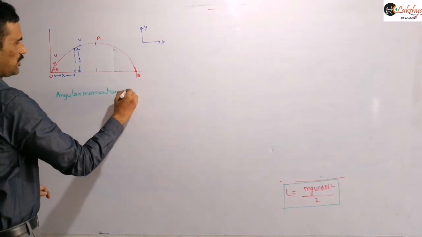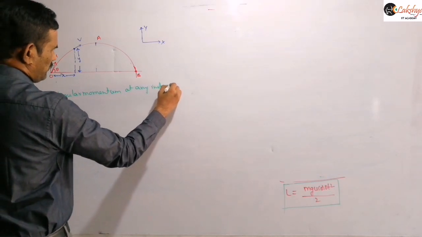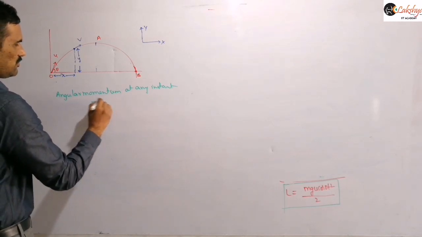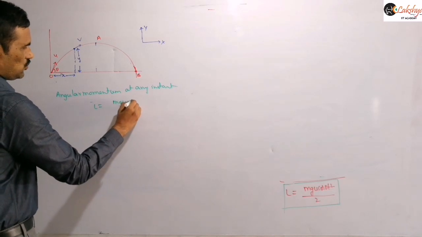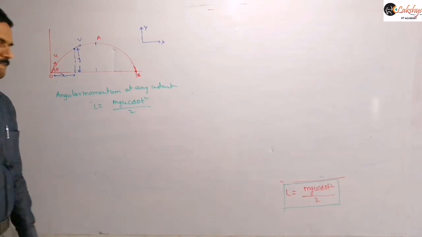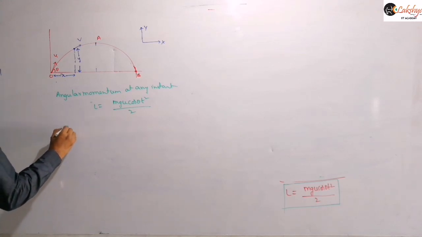So the angular momentum at any instant, the magnitude of angular momentum, will be L is equal to mgu cos theta into t square by 2, right? That is the angular momentum at any instant. Now we need to write the angular momentum at the highest point.